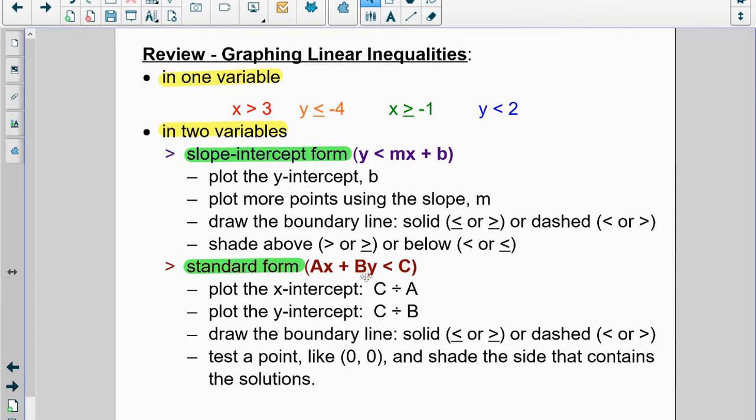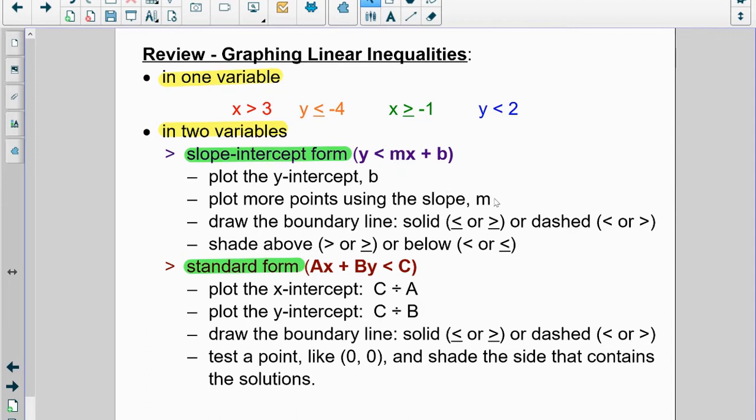Because everything we do after that is going to depend on which form that inequality is written in. If it's in slope-intercept form, we are going to start by plotting the y-intercept. Remember, that has to go on the y-axis, and it's just this number at the end. Whether it's positive or negative, use that exact value. And then we plot additional points using your slope. Remember, the slope is m, or in the place of m in the inequality, so it's the number in front of x.